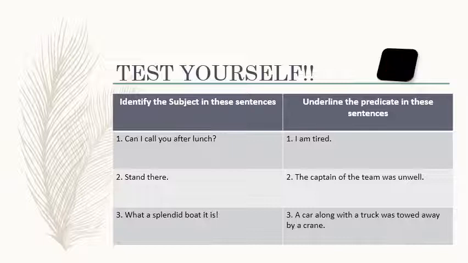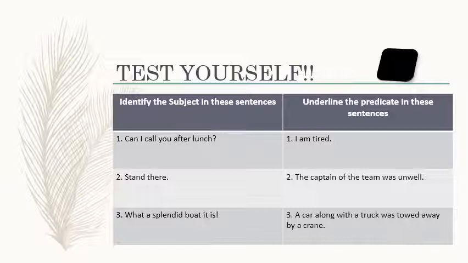I hope you all have done your answers and are ready with it. So let's check the answer. In number 1 we have to identify the subject in these sentences. Number 1: Can I call you after lunch?